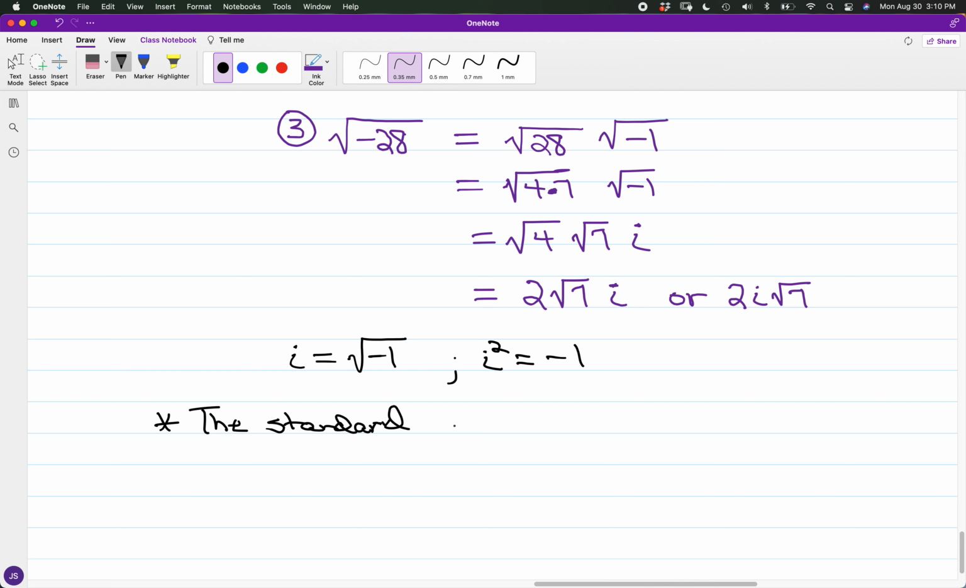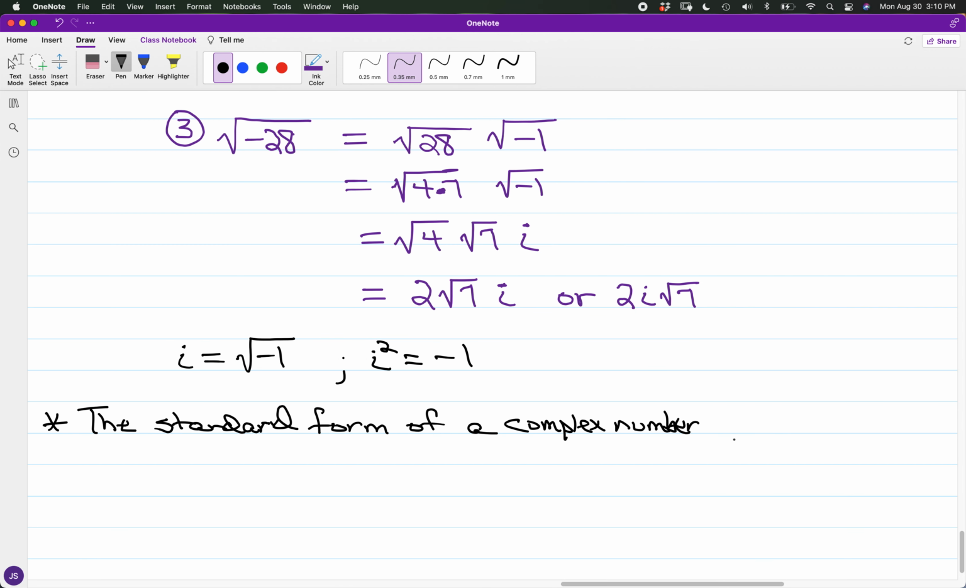Now for what is referred to as the standard form of a complex number, the standard form of a complex number is going to be a plus bi. And with, let's say, this final example, let's say if you write in terms of a plus bi.